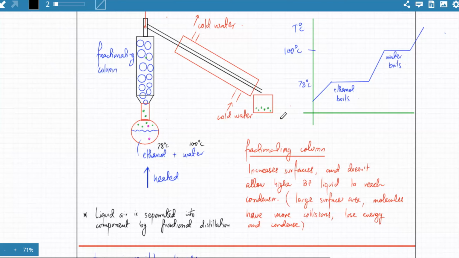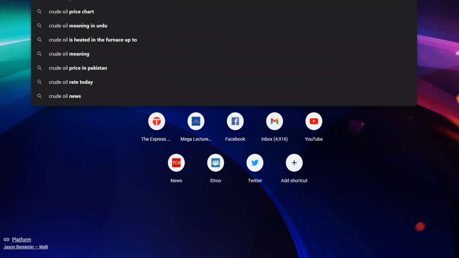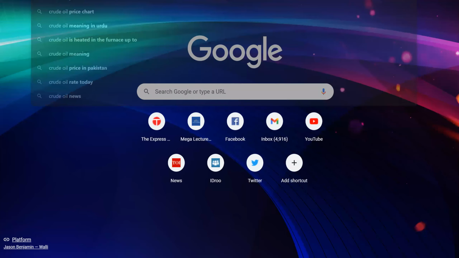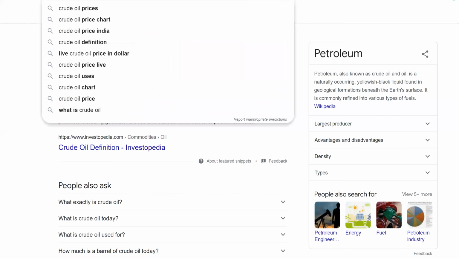There's another thing that uses fractional distillation for separation, and that's crude oil. Again, crude oil is part of organic chemistry. We're going to learn that much later on, but I'll just give you a very brief overview of this particular example.